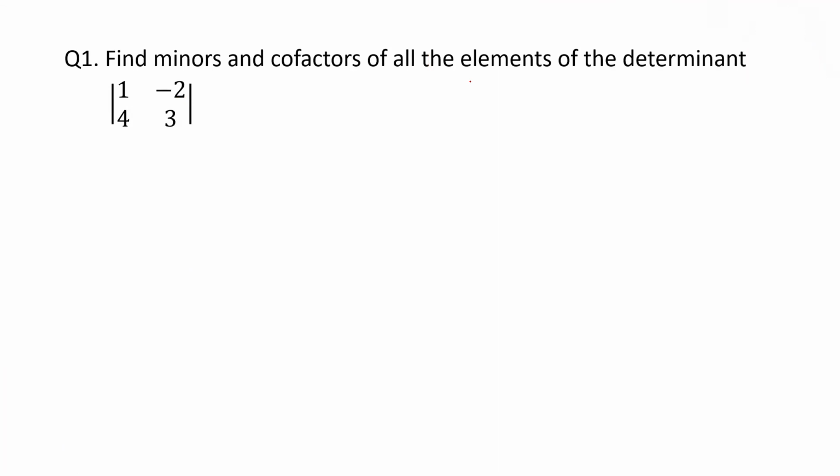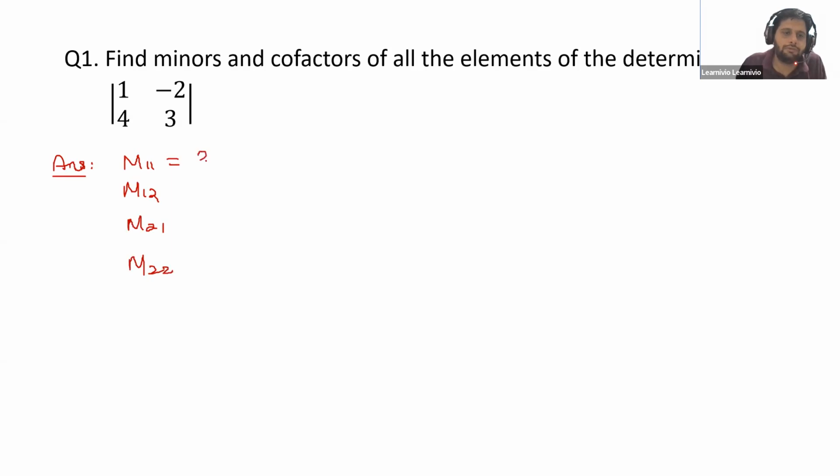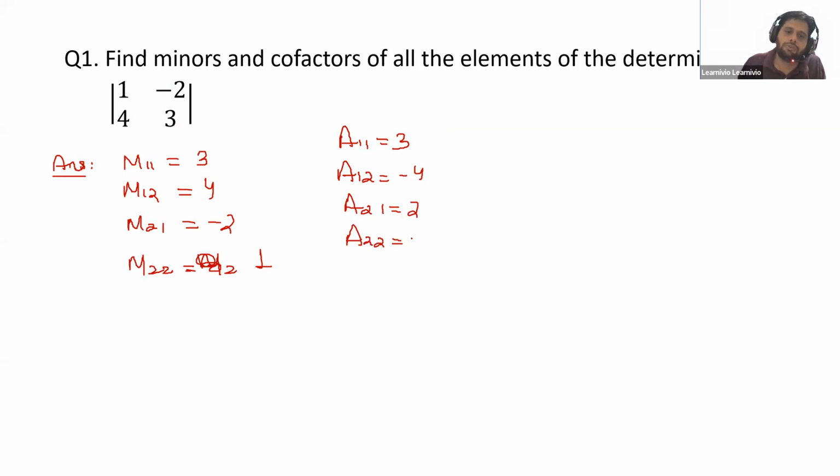So the minor is 11 and the cofactor, I think it will be 1, 1 plus, sorry, minus plus 2, then 4 and -3. Okay, let me check. M11 is 3, M12 is 4, M21 is -2, and M22, sorry, is equal to 1. Next we need A11. So this is 3, A12 is -4, A21 is plus 2, A22 is equal to 1.